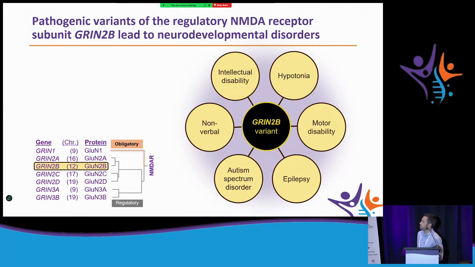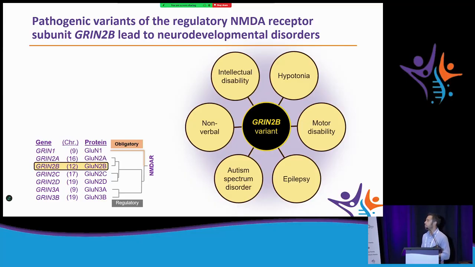I'm only going to give you two slides of basic introduction because of the audience that we're speaking to today. The context is the GRIN2B variants. That is what this talk is going to be about. These patients have intellectual disability, hypertonia. They're usually non-verbal. Some have seizures, autism spectrum disorder, and motor disability. But essentially, these are neurodevelopmental disorders.